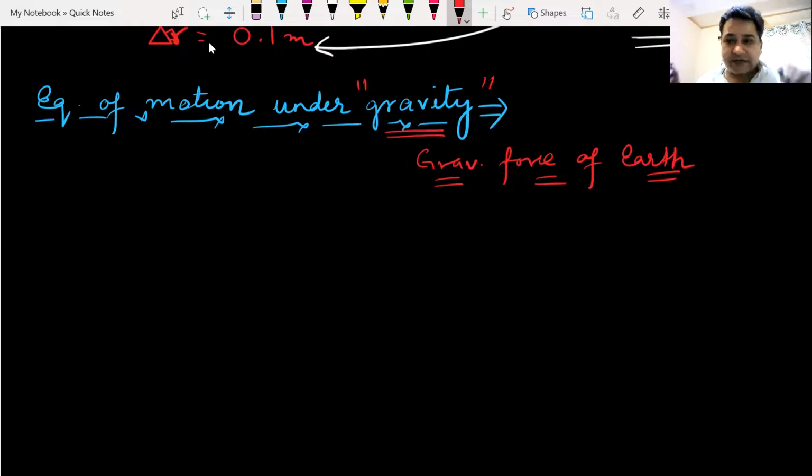Now, because of this gravity, because of this force, whenever someone exerts force on the other body, the body accelerates. So because of this force, everyone, all the bodies accelerate. Look at this body.